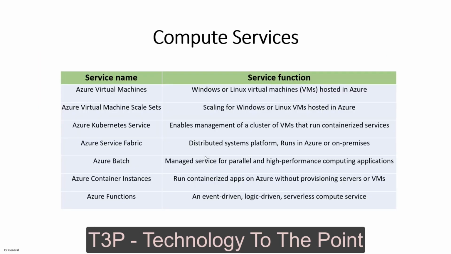Let's talk about the important computing services. As I mentioned, Virtual Machine Scale Sets are used for scaling the virtual machines or your hosted application. Azure Kubernetes Service is used for managing the cluster for containerized applications. Then we have Azure Service Fabric, which is a distributed systems platform, and it runs either on Azure or in your on-premises environment.